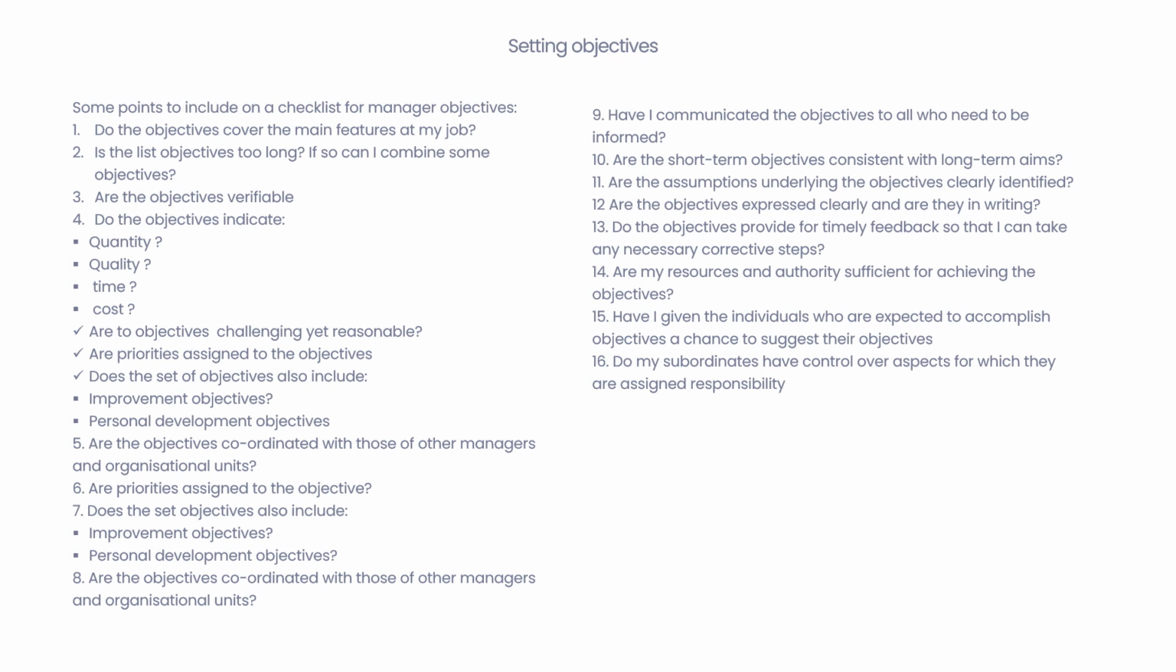Does the objective provide timely feedback so that I can take any necessary corrective steps? Are my resources and authority sufficient for achieving the objectives? Have I given the individuals who are expected to accomplish objectives a chance to suggest the objectives? Do my subordinates have control over aspects for which they are assigned responsibility?